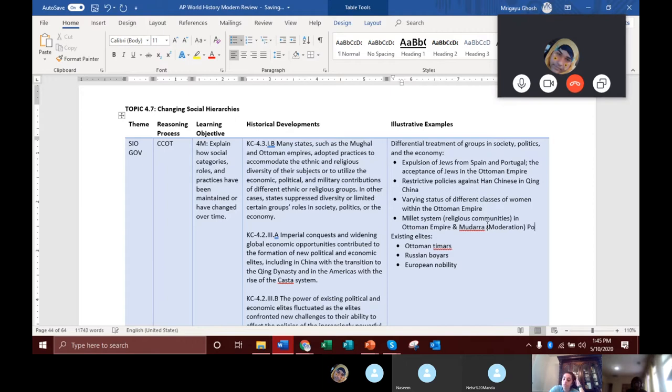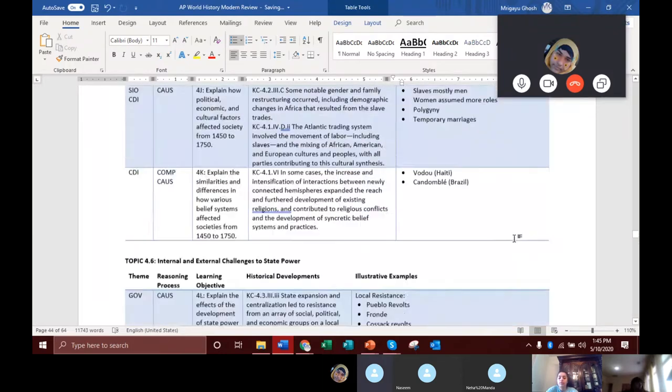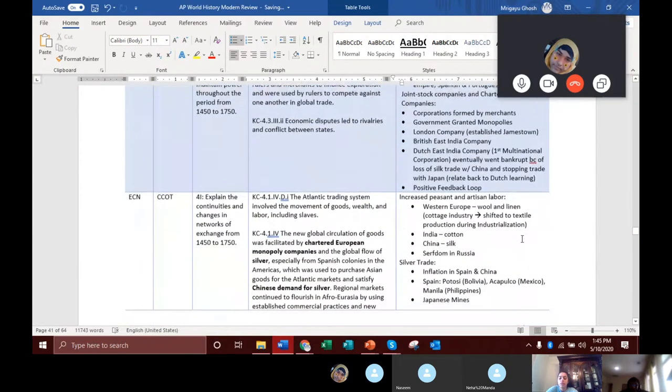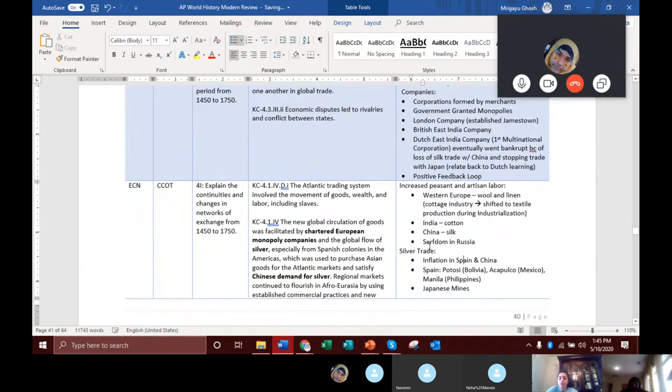So the millet system was just different things for each religious group. So there were different minorities, and a lot of them kind of practice on their own. Sorry, going back, I know I jumped around for a little bit, but I would have forgotten that. So that's the only reason.